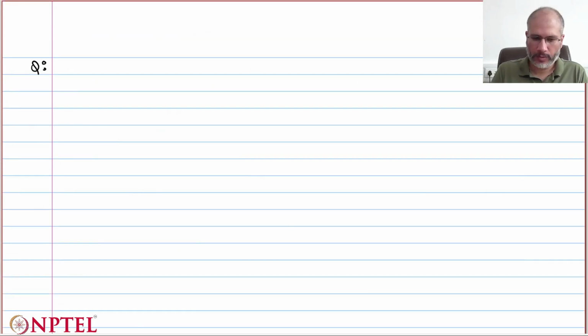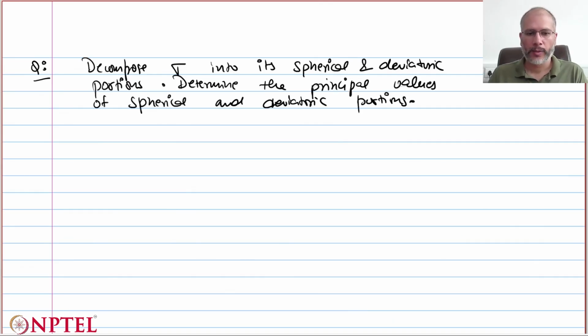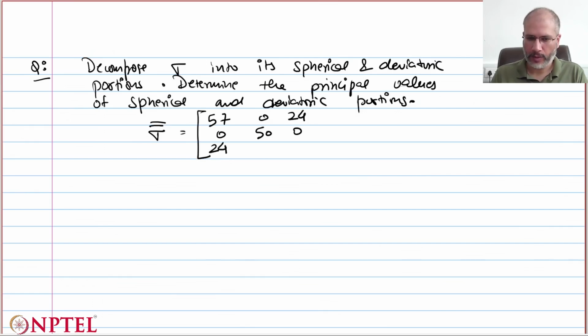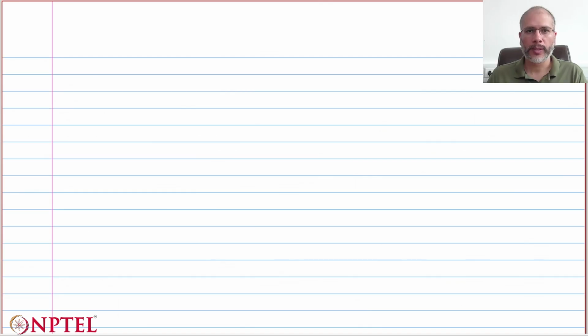So I'll give you a problem to solve. We have to decompose this sigma into its spherical and deviatoric parts, and once you do that, you have to find the principal values of both the spherical parts and the deviatoric parts. We now move on to the last topic of today's discussion, that is on octahedral shear stress.